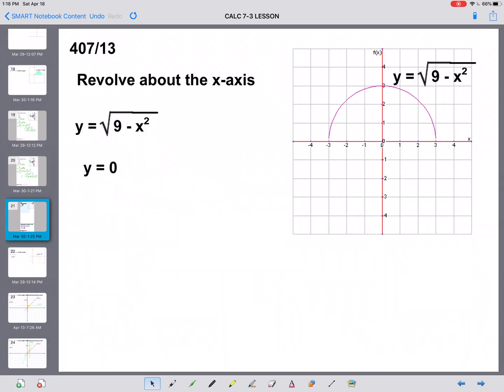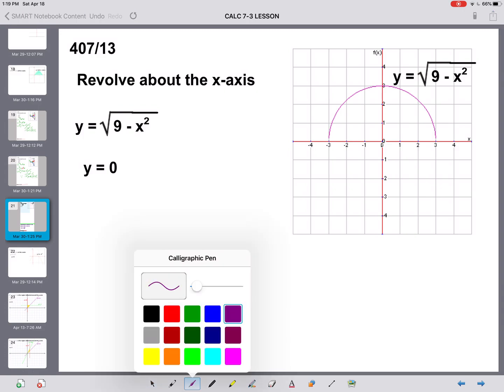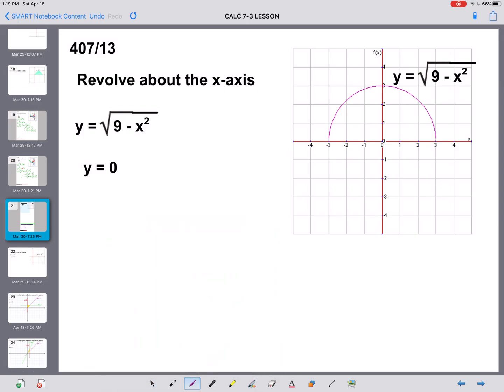Here is part 2 of going over calculus homework, page 407. We've got 2 more problems. We're on number 13, and what we're taking here is a half circle and rotating it, revolving it around the x-axis. So you're going to have something like this. It's a half circle of radius 3, so it's going to look something like that.